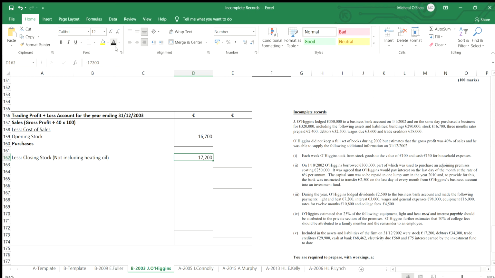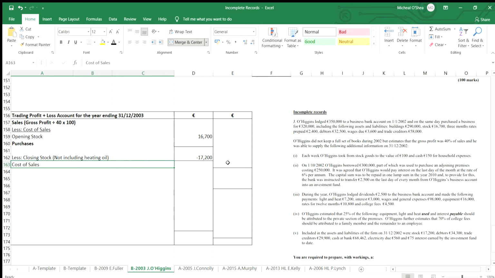17,200. Closing stock is obviously as normal. We're taking it away from my cost of goods available for sale. So I don't know what this figure is, so I can't take away the 17,200. So I don't know what my cost of sales is going to be. But I know that it's called cost of sales. I just don't know what the figure is going to be.